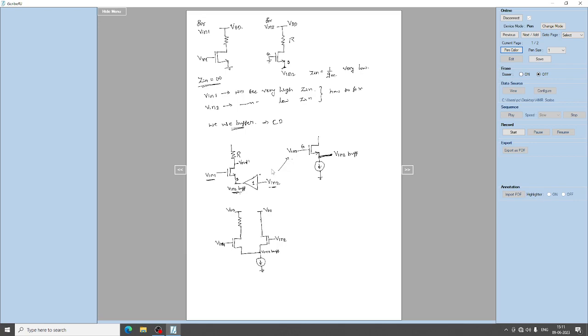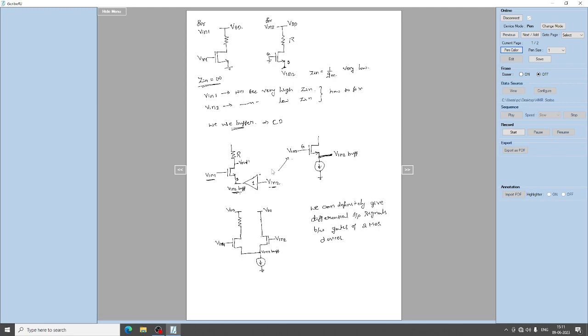So using this you can observe that we can definitely give the input signal between the gates of two MOS devices, right. So one of the problem is solved, that is we can definitely give the differential input signal between the gates of two MOS devices.